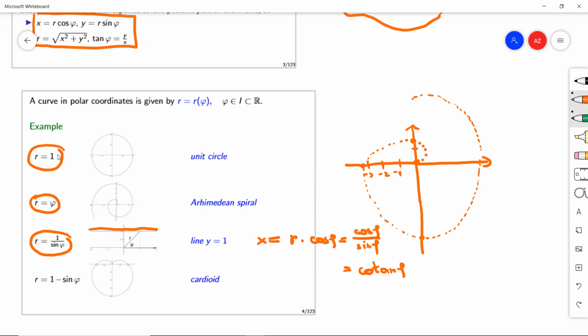So x goes over all real numbers, while y is r times sine phi. So it's 1 over sine phi times sine phi, and the sine phi and sine phi factor out. So what we get is 1. So y is constantly equal to 1, while the codomain of x is all real numbers. This means that we really live on a line, which is y equals 1, and x goes over all real numbers.